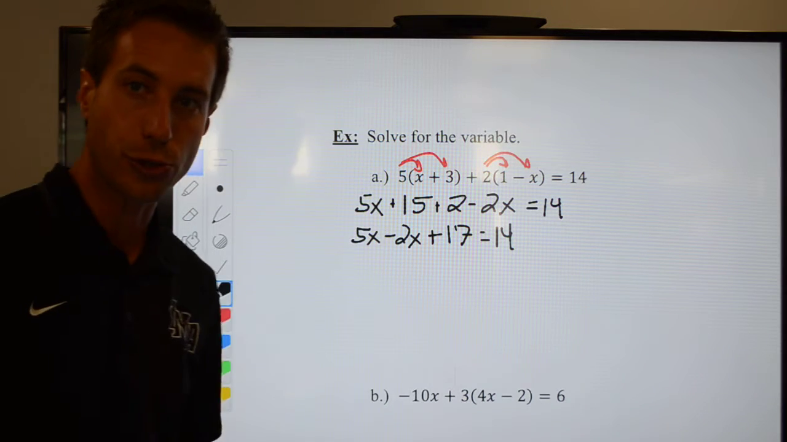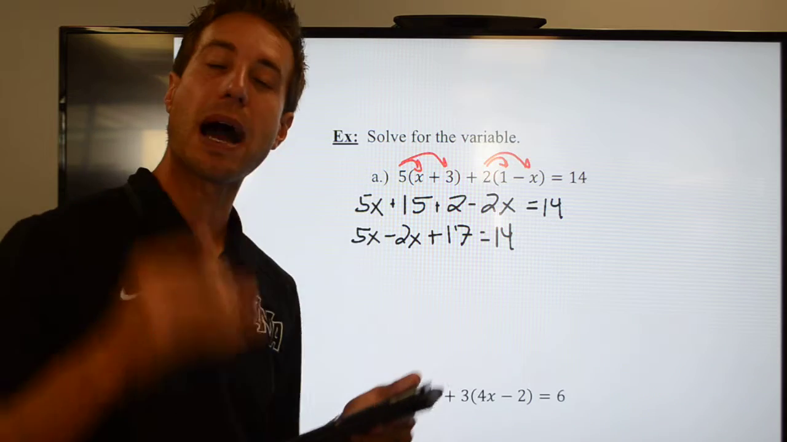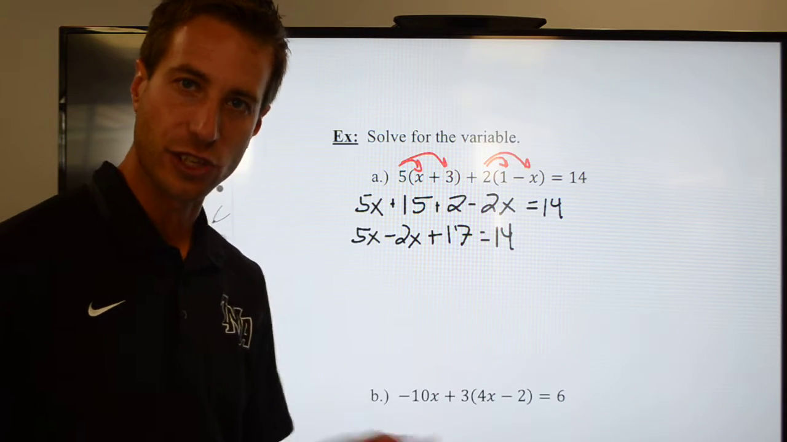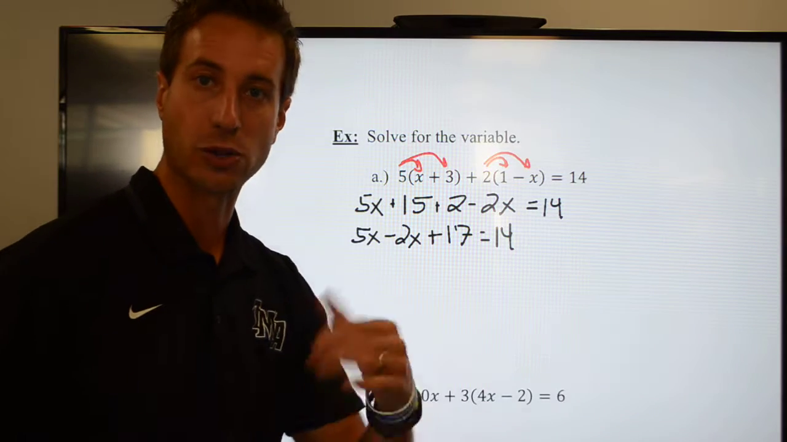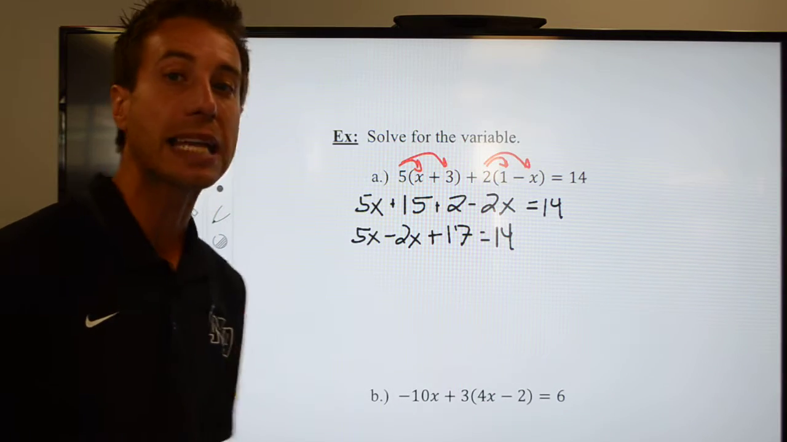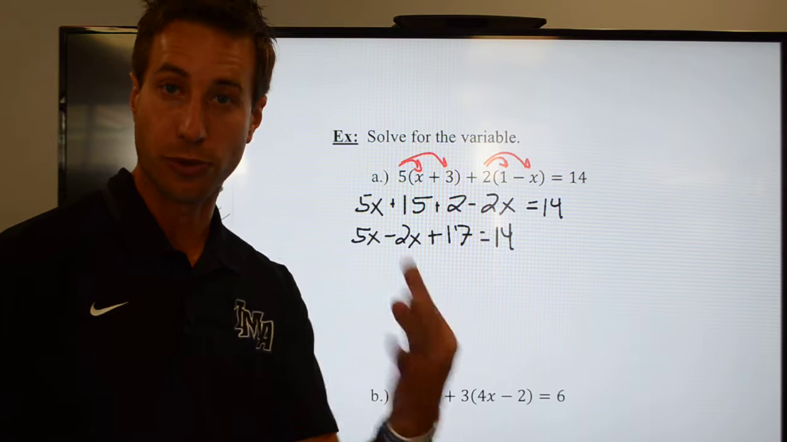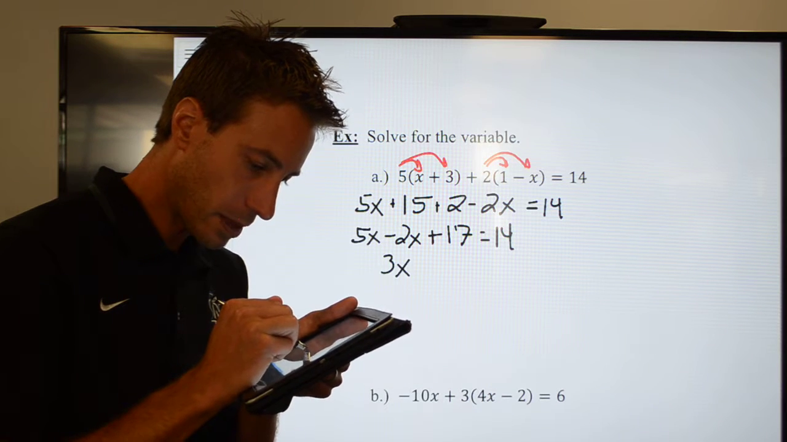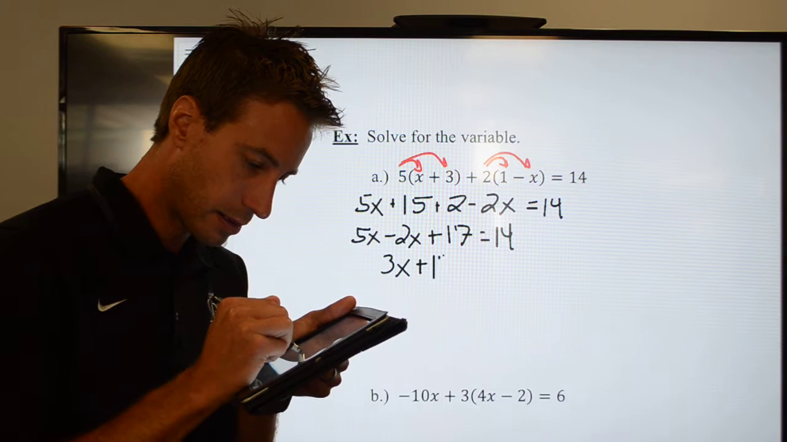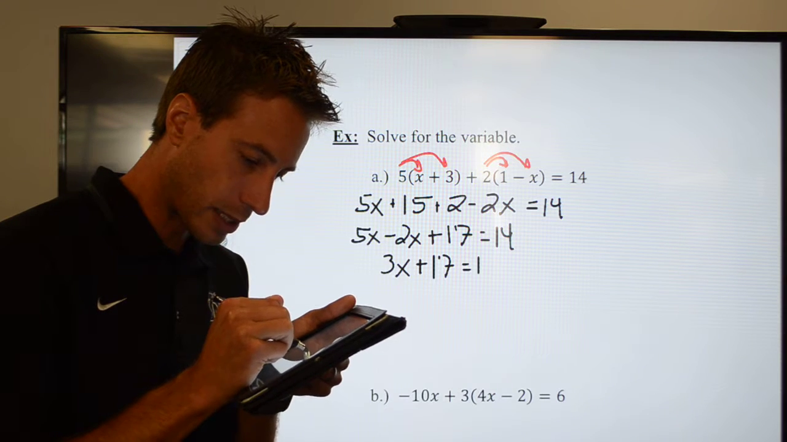Let's go ahead and take care of this. 5x minus 2x. The variables and the powers have to be the same if you remember our definition of like terms. Well, I have the same variable. They're both x's. They're both to the first power. So these are like terms. 5 minus 2 is going to be 3. So I have 3x plus 17 is equal to 14.